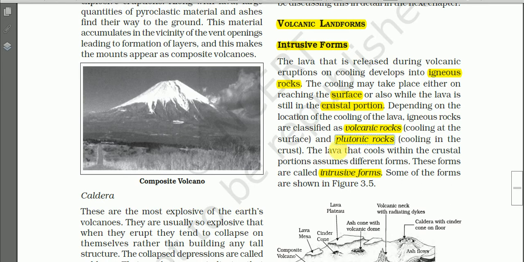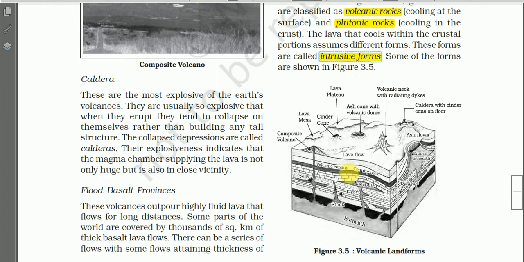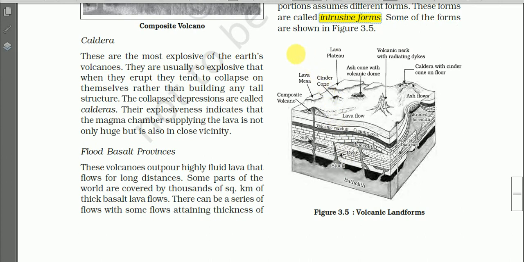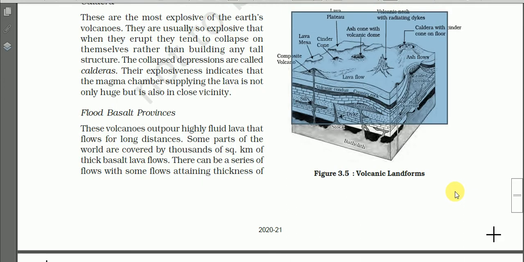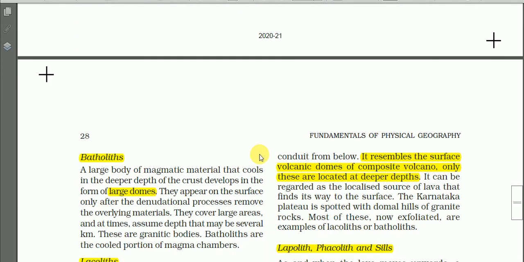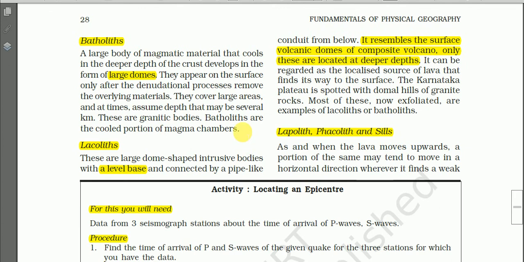The lava that cools within the crustal portion assumes different forms, and these forms are called intrusive forms. So now we shall discuss different intrusive forms. Here this is a block diagram depicting different intrusive forms. Now let us continue. So the first important intrusive form is Batholith.